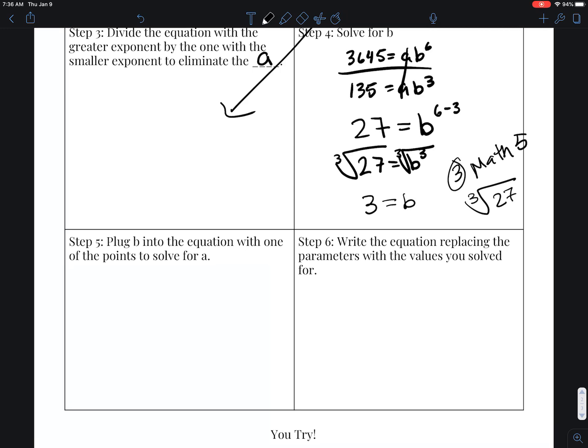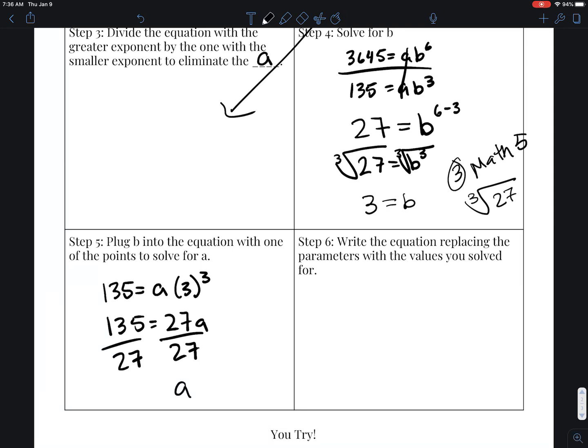Okay, so now we're going to plug in b into one of our equations and solve for a. I'm going to use the smaller numbers because it makes my life a little bit easier. So I'm going to do 135 equals, I still don't know what a is, I'm going to solve for that, 3 to the power of 3. Well, we already know 3 to the power of 3 is 27, so I get 135 equals 27 times a. Now to undo that, I'm going to divide by 27, and I get a equals 5.